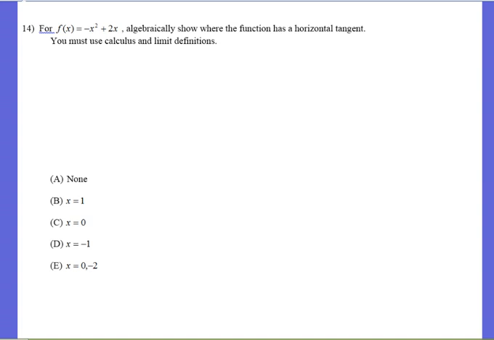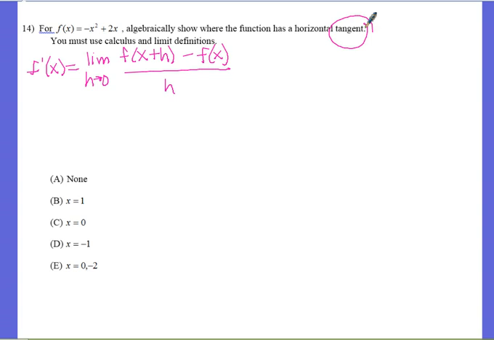All right, number 14, show algebraically if there's a horizontal tangent. This one is a little bit of a pain. f prime of x would equal the limit as h goes to 0 of f of x plus h minus f of x all over h. Well, why am I doing that? Because the word tangent tells me I'm going to need the derivative. Now you know the word. The word horizontal means I'm going to take my derivative and set it equal to 0. I want my slopes to be 0, which means I need to find the derivative.